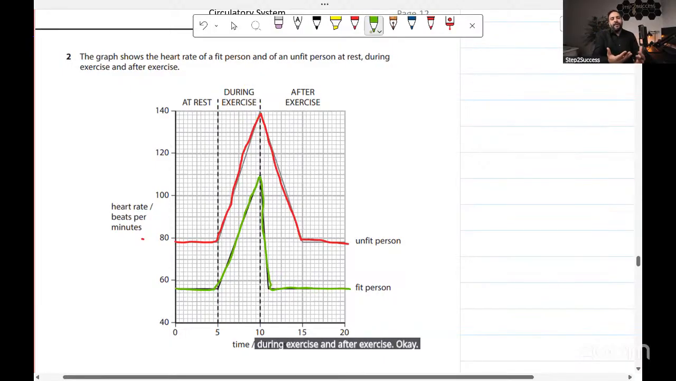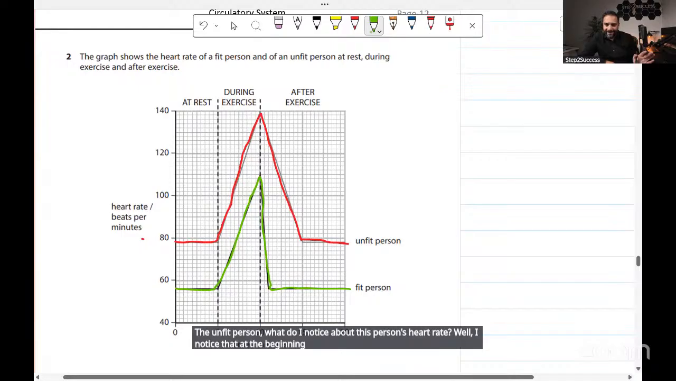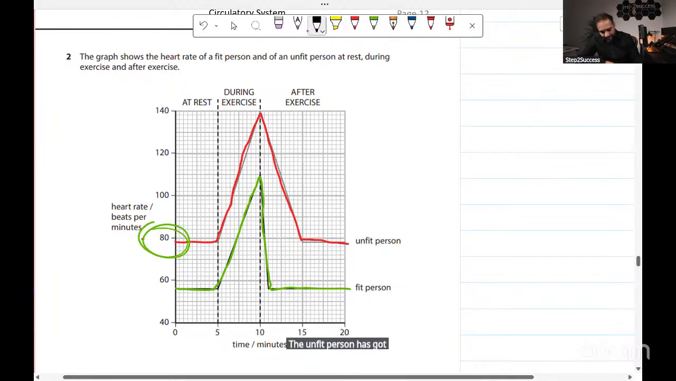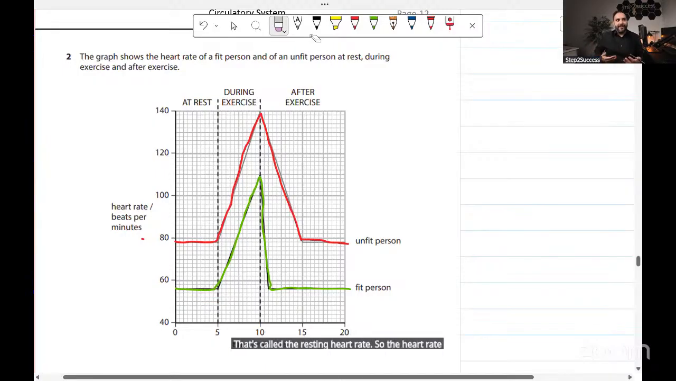Okay, so let's see what's happened here. The unfit person, what do I notice about this person's heart rate? Well, I notice that at the beginning, even when we're at rest, before we do any exercise, the unfit person has got a much higher heart rate than the fit person. That's called the resting heart rate. So the heart rate at the beginning, at rest, is much higher for the unfit person. You can put some numbers on it. It's 78 or whatever it is, whereas the fit person's is 56. So we can see that that's different.